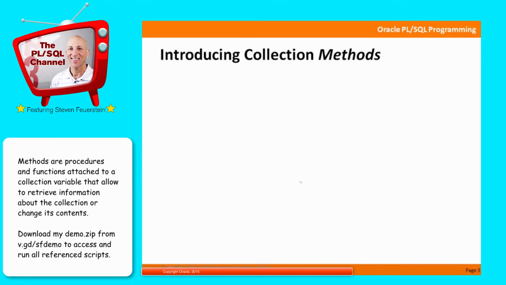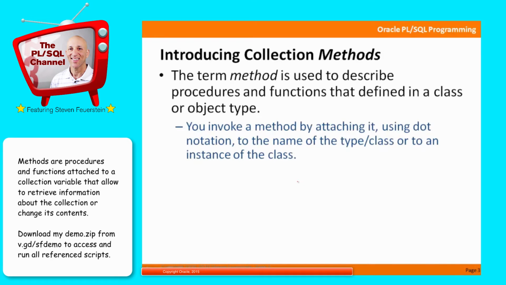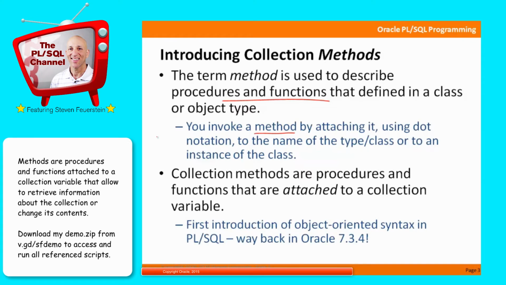So, collection methods. The term method generally is used to describe procedures and functions that are defined in a class or an object type, and you invoke a method by attaching it using dot notation to the name of the type or class, or an instance of the class. This is different from procedural approaches in which you call a procedure or a function and you pass arguments to it. So, collection methods are procedures and functions attached to a collection variable.